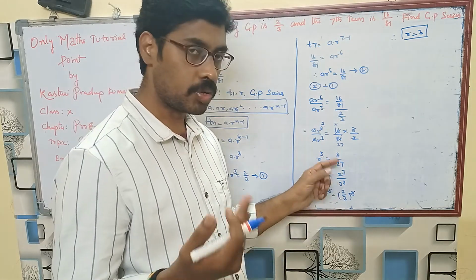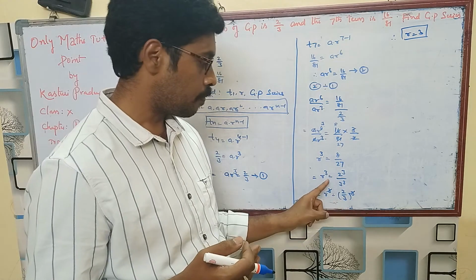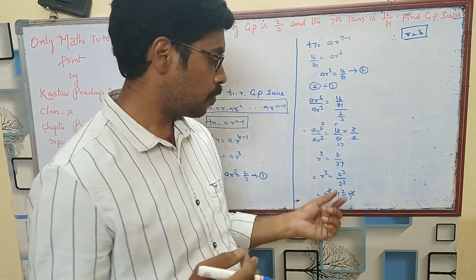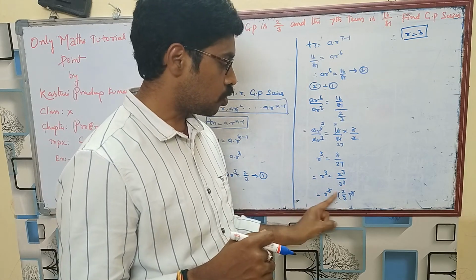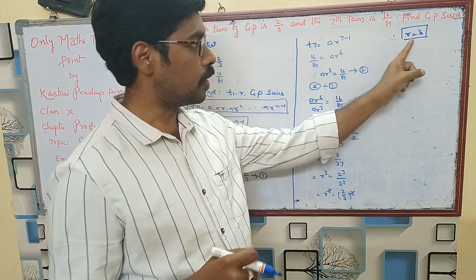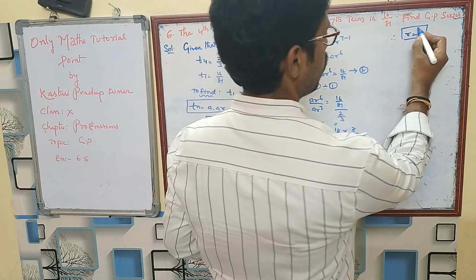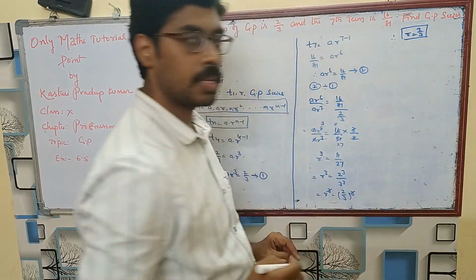8 is 2 cube, so write in that format. R cube equal to 2 cube by 3 cube. So, cancel the like terms. The cube gets cancelled, therefore R value is equal to 2 by 3. R value equal to 2 by 3.